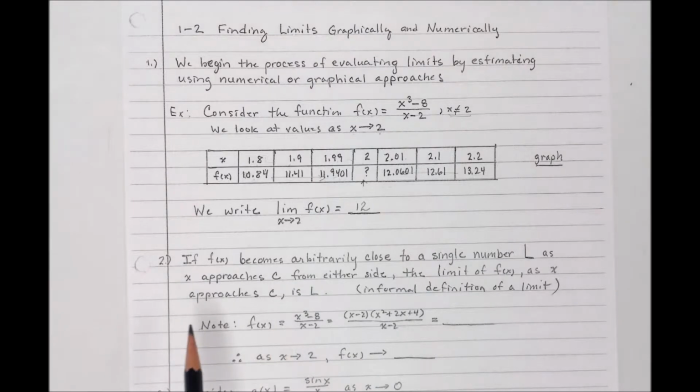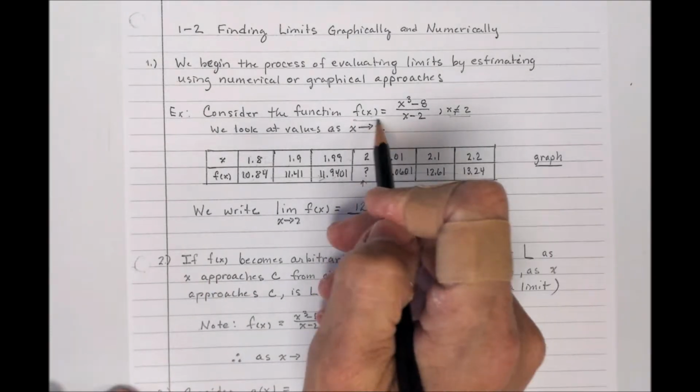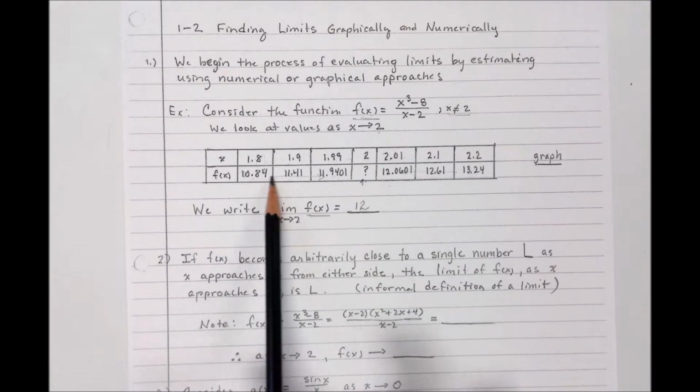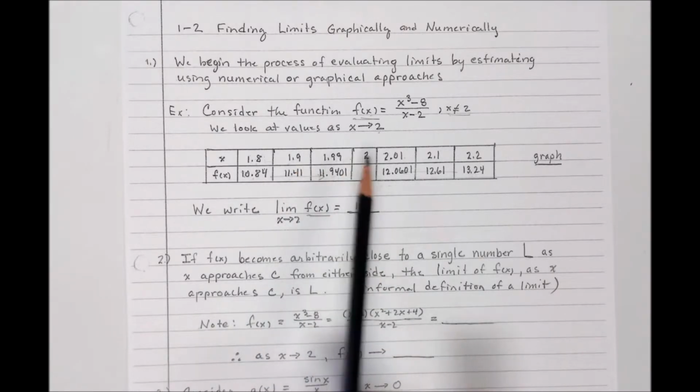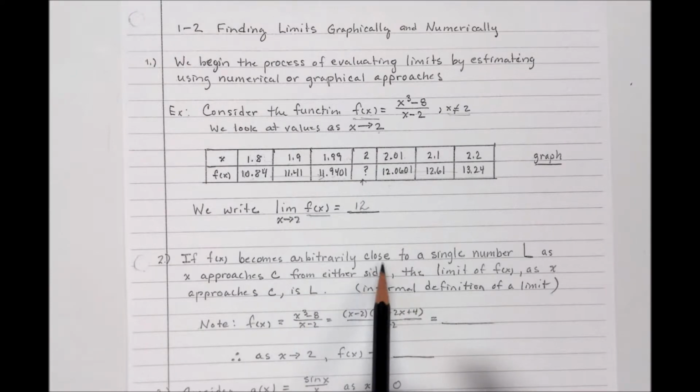So we start off with kind of an informal definition of what a limit is. I'm going to state this again in just a little bit. If f of x, our y value, becomes arbitrarily close to a single number L. Arbitrarily close. See how I was getting closer and closer to 2 here? Getting closer and closer to 2. It becomes arbitrarily close to a single number L as x approaches c.